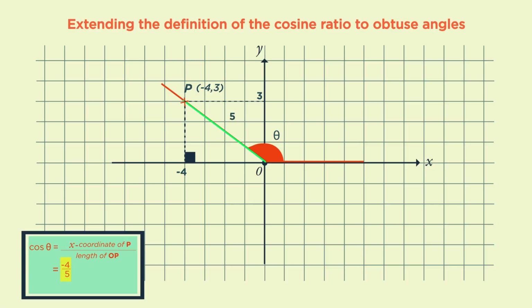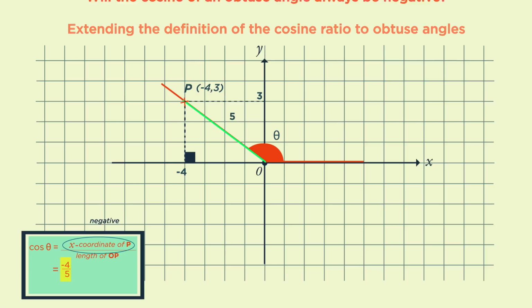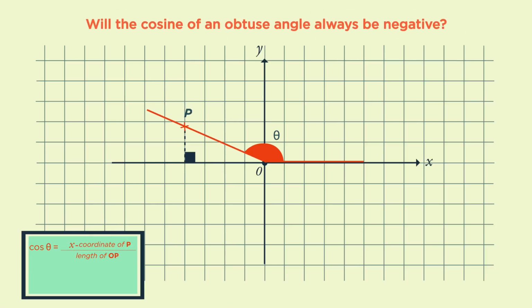We find that cosine of theta is negative here because the x-coordinate of point P is negative. Will the cosine of an obtuse angle always be negative? Let's find out. We just saw that for any obtuse angle, the x-coordinate of any point on this line is always negative and the y-coordinate is always positive. So when we extend the definition of the cosine ratio to obtuse angles, we find that the cosine ratio is always negative.